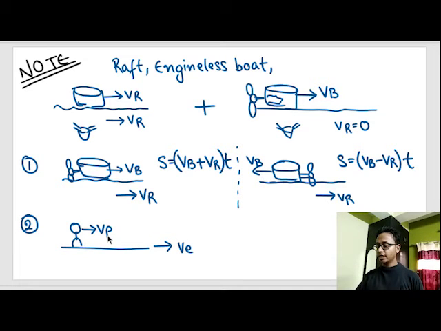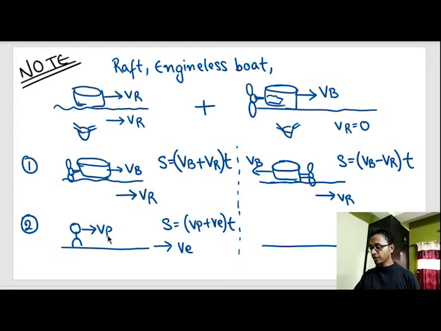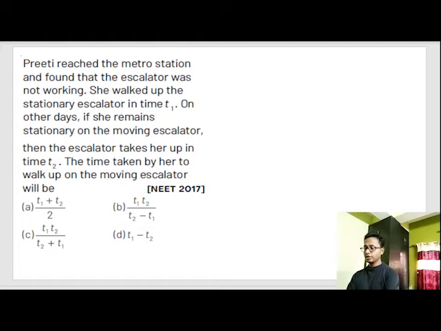Suppose both of them are moving. Here the distance covered would be velocity of person plus velocity of elevator into time. And suppose the elevator is moving in this direction, velocity of elevator, and the person is trying to run in the opposite direction, velocity of person. Here the distance covered will be velocity of person minus velocity of elevator into time of journey. So to better understand this type of problem, let's do a question.